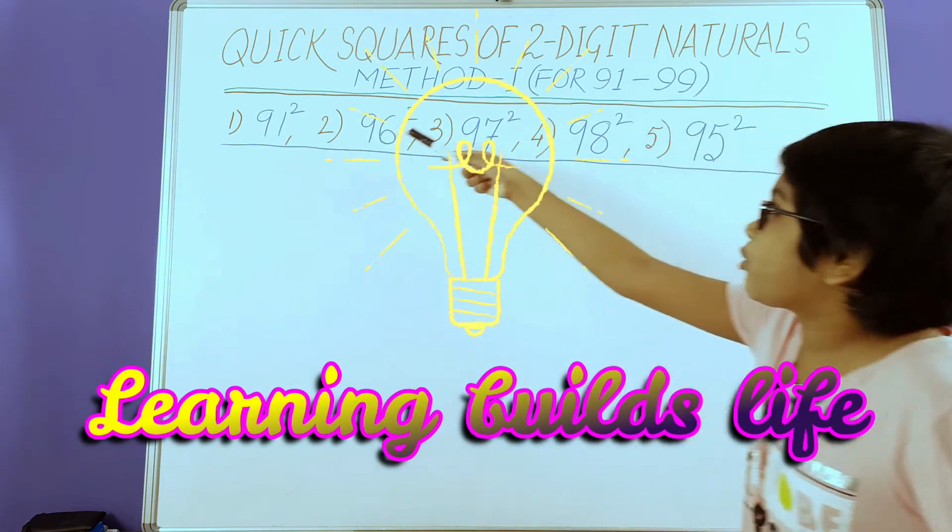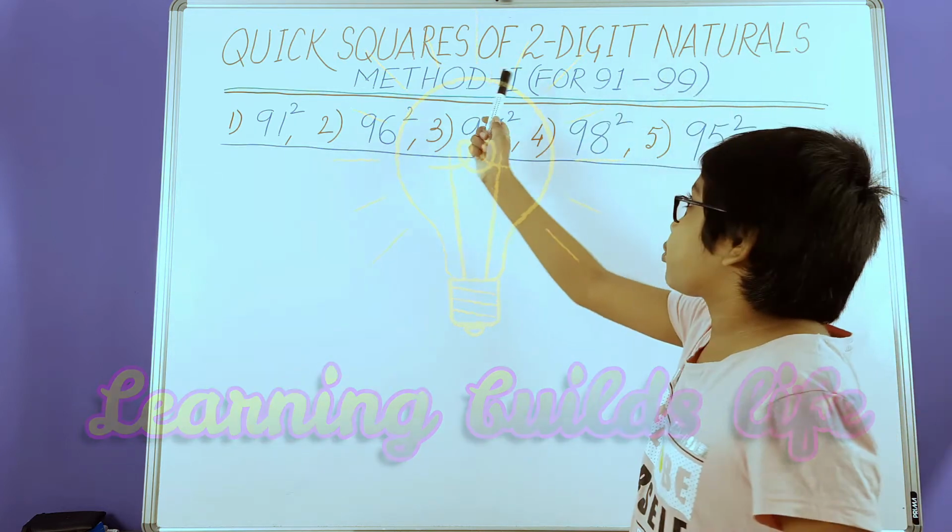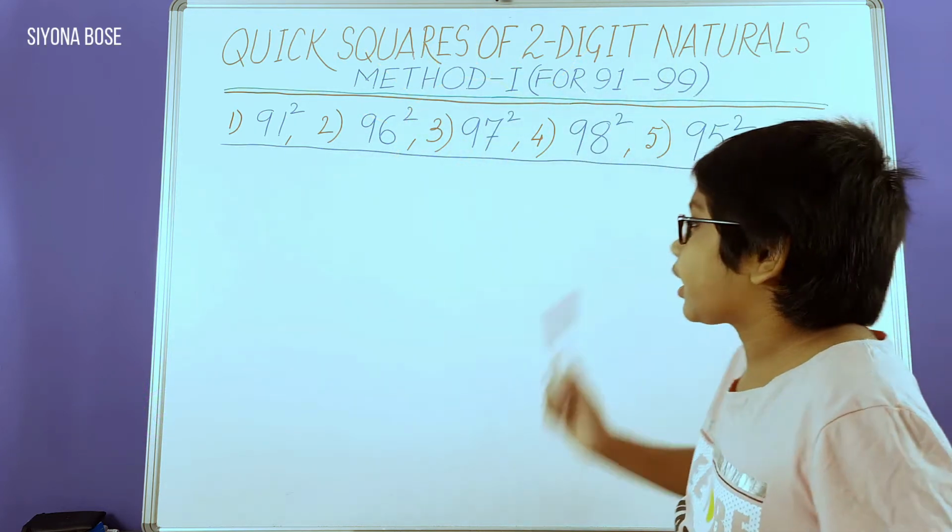Today I'm going to teach you how to find the quick squares of two-digit naturals, method 1 for 91 through 99.